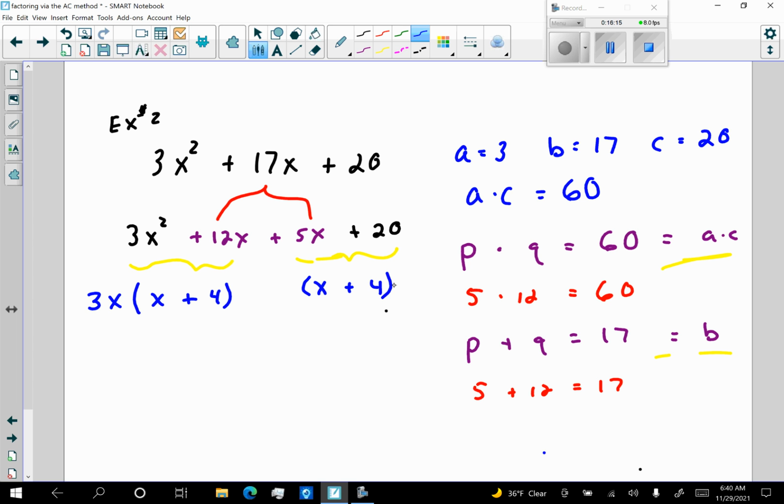And I'm simply going to ask myself a question. What times x plus 4 is 5x plus 20? And it should jump right off the page at you. This is going to be 5. 5 times x is 5x. 5 times 4 is 20.